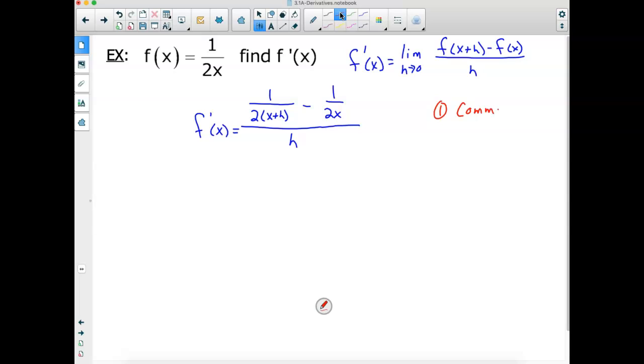Get a common denominator. My common denominator is in the numerator of my complex fraction. I can see the first fraction has a factor of 2 and a factor of x plus h. The second one has a factor of 2 and a factor of h. So they both have the 2. The first one is missing the x, so I'm going to multiply by x over x. The second one has the 2 and the x, but it's missing the x plus h, so I'm going to put that x plus h in there and the x in the top one.